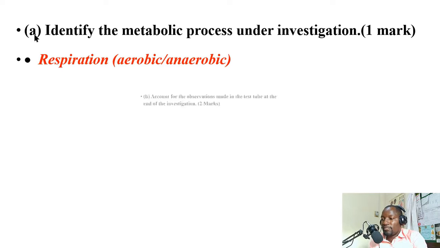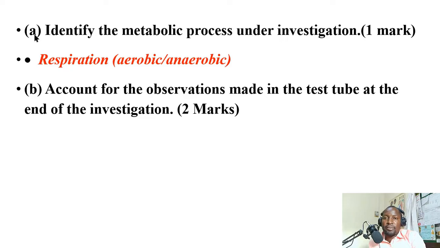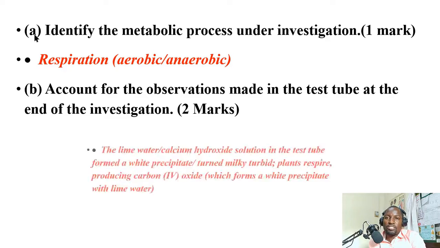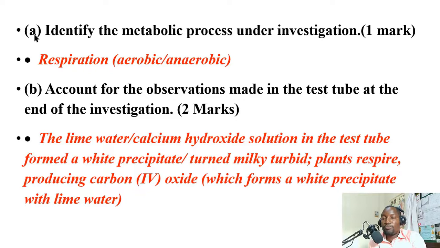Account for the observation made in the test tube at the end of the experiment. There will be formation of a white precipitate. The lime water, or the calcium hydroxide solution, in the test tube will form a white precipitate, or it will turn milky, turbid. That's the explanation: plants respire, and when they respire, they produce carbon dioxide, which forms a white precipitate with lime water.